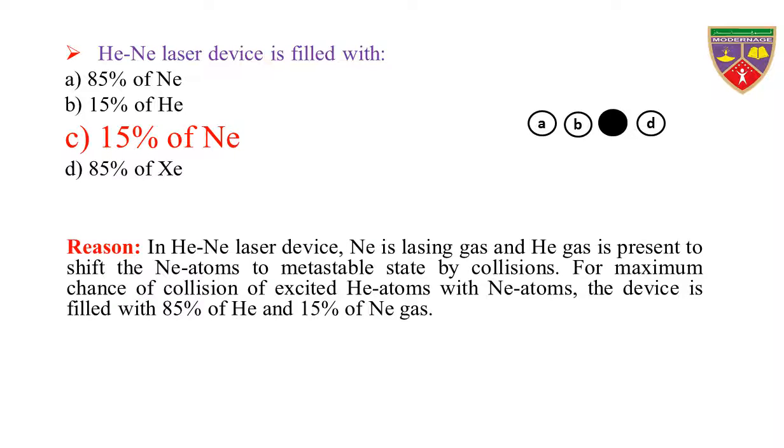Reason: in helium neon laser device, neon is the lasing gas and helium is present to shift the neon atoms to metastable state by collision. For maximum chance of collision of excited helium atoms with neon atoms, the device is filled with 80% of helium and 15% of neon gas. Hence, a helium neon laser device is filled with 15% of neon gas.